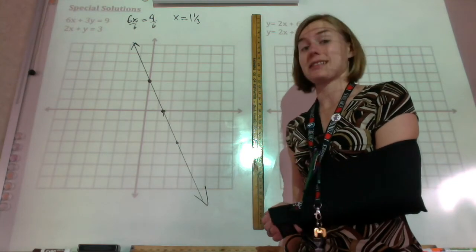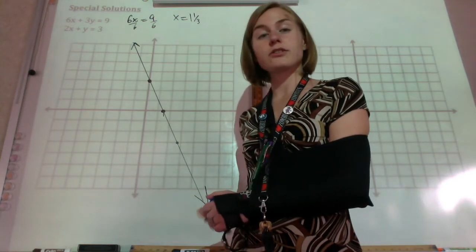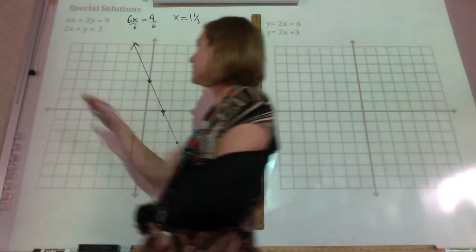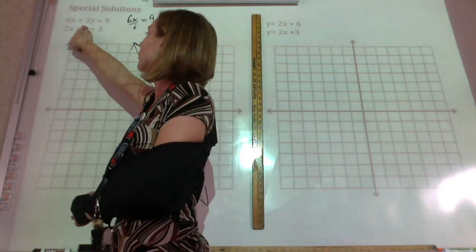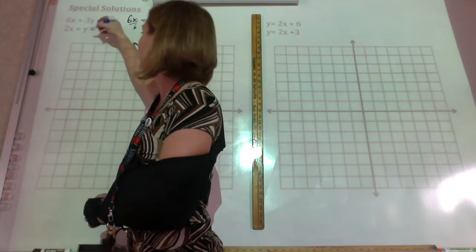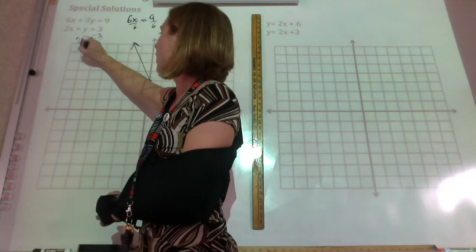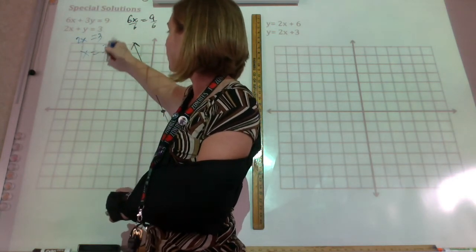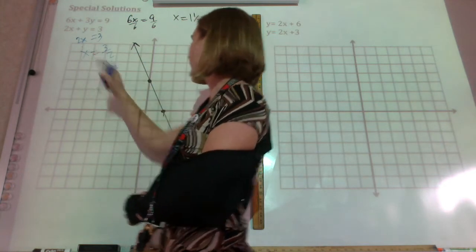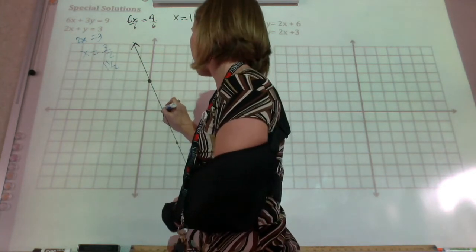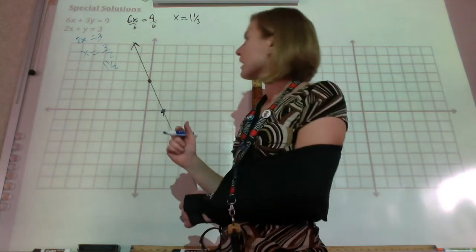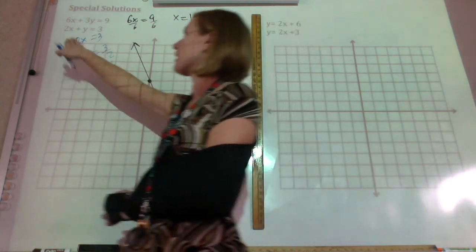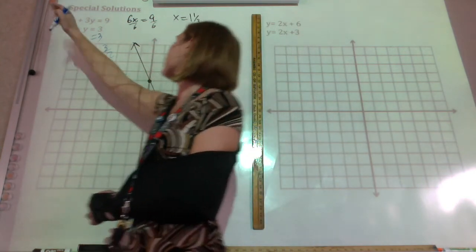Now we need to graph the second equation. The second equation is also in standard form, so we're going to use the intercepts. 2x, to cover up y, so we have 2x equals 3. So if I want my x-intercept, I do 3 over 2, which is 1 1/2. So x crosses at 1 1/2. And then if I want my y-intercept, I cover up x, y equals 3.